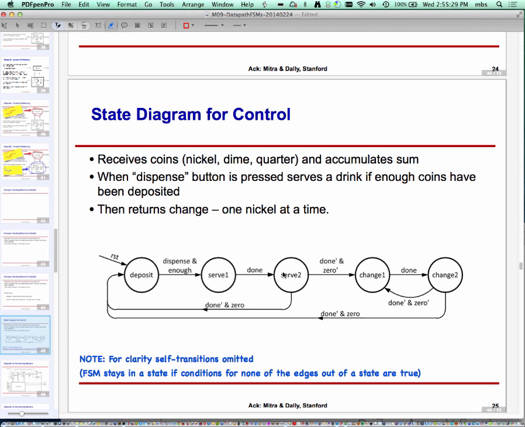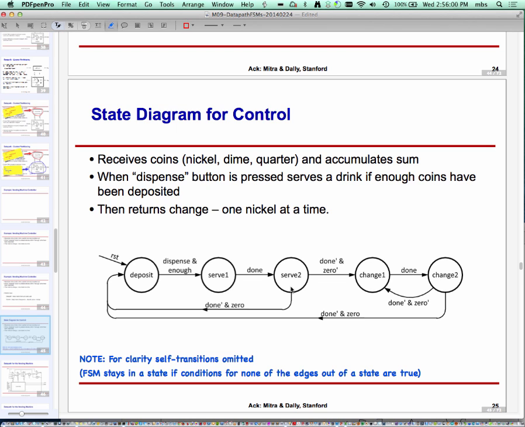I'm going to check whether I owe any money to the user or I don't. The other thing which is happening is, you see this done signal. The idea is that I'm waiting for the mechanism which is releasing the can to tell me that it has dispensed, that it has successfully released the can. So I go into serve mode, wait for the can to be dispensed. So that's the done part.